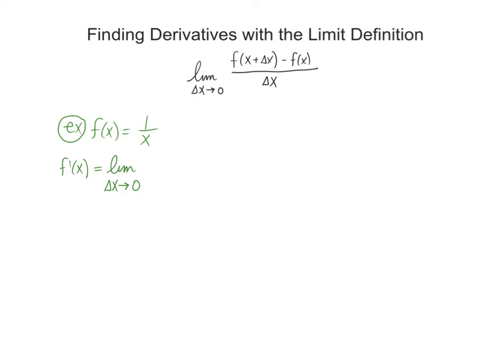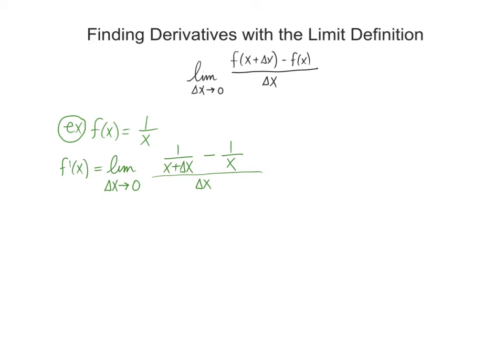The limit as delta x approaches 0 of, first thing is the function evaluated at x plus delta x. I'm going to go ahead and get my big fraction bar with delta x on the bottom. On the left on the top is the function evaluated at x plus delta x. That's going to look like this. The fraction 1 over x becomes the fraction 1 over x plus delta x because I replace x with x plus delta x. Then I just do the function, which is just 1 over x.